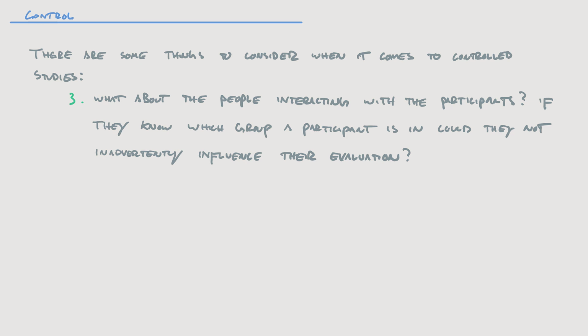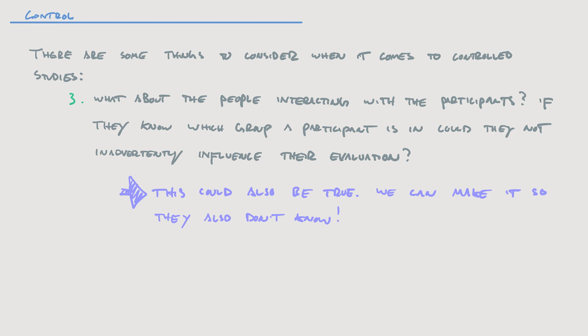If they know which group a participant is in, could that not inadvertently influence their evaluation of that participant? Like, could they treat them differently if they know they're in the placebo group unconsciously? Or could they treat them differently if they're not in the placebo group, if they're in the treatment group? And again, all of this could be unconscious.